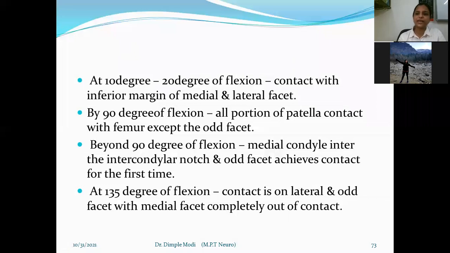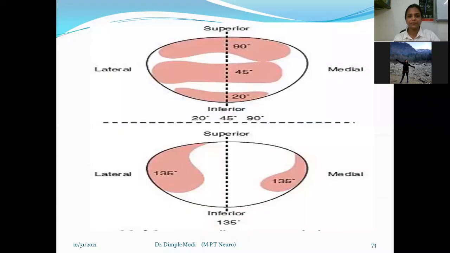At 10 to 20 degrees of flexion, contact is with the inferior margin of the medial and lateral facets. By 90 degrees of flexion, all portions of the patella contact the femur except the odd facet. Beyond 90 degrees of flexion, the medial condyle, the intercondylar notch and the odd facet achieve contact for the first time. At 135 degrees of flexion, contact is on the lateral and odd facets with the medial facet completely out of contact. So these are the ranges at which the patella is in contact with different structures.